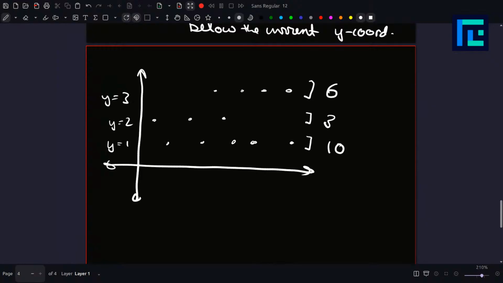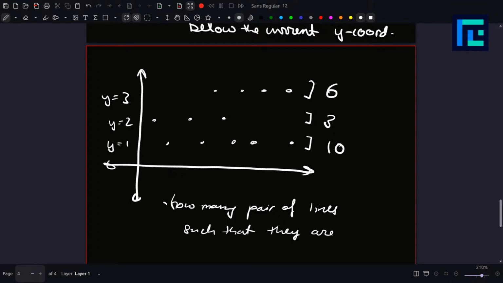Now I need to find how many pairs of lines I can make such that they are in different groups. They are in different groups. Okay, so that's going to be my goal.